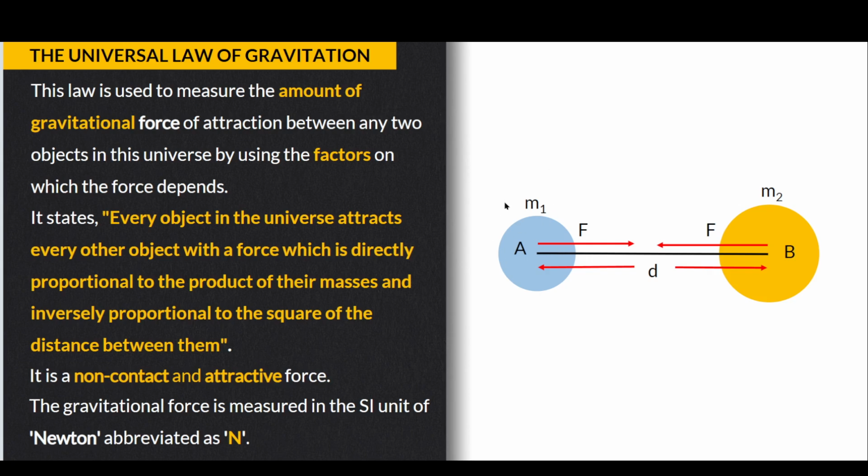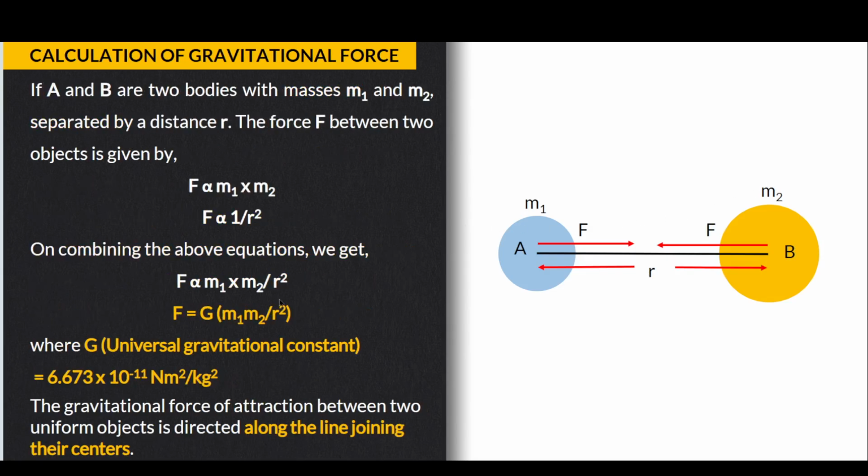Here you have m1, m2, these two masses, there is a distance d, A is applying a force on B and B is applying a force on A, as you can see here. Now, this is the universal law which says that force is directly proportional to these two masses and inversely proportional to this distance. That means if we increase the distance, the force will decrease. If we increase the mass, the force of attraction will increase. Okay.